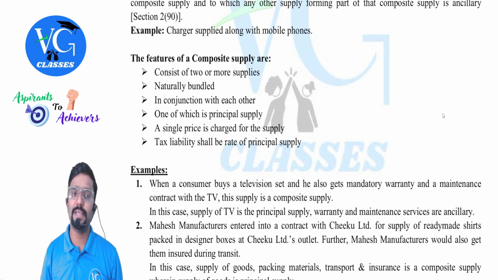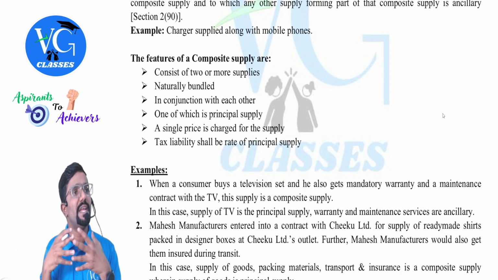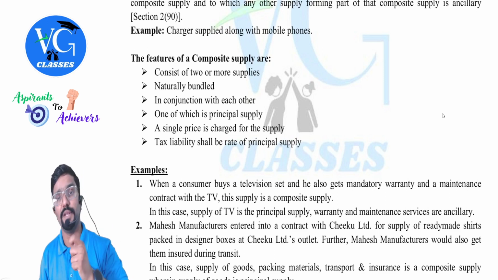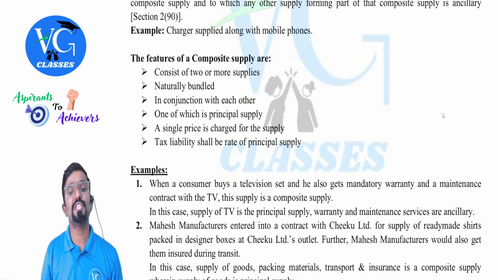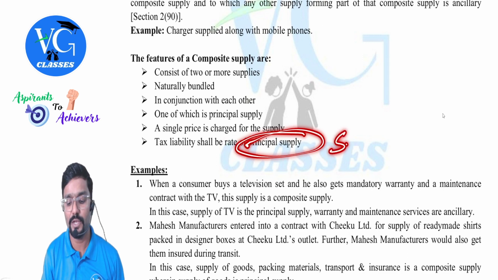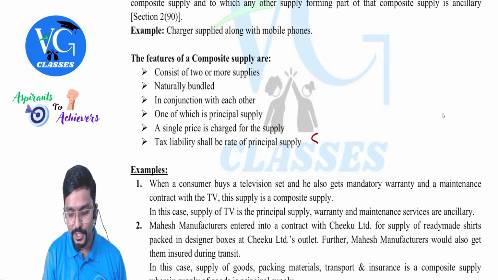Consist of two or more supplies? Okay. Are they naturally bundled? Yes. Are they supplied together in conjunction with each other? Yes. One of which is a principal supply. A single price is charged for the supply. And what would be the tax liability? Shall be the rate applicable to the principal supply. Is it given in the definition? No. It is actually given in section 8, guys. This last line is actually given in section 8.